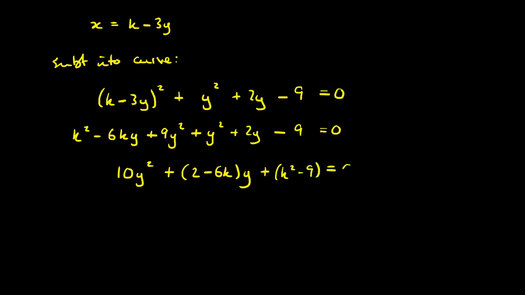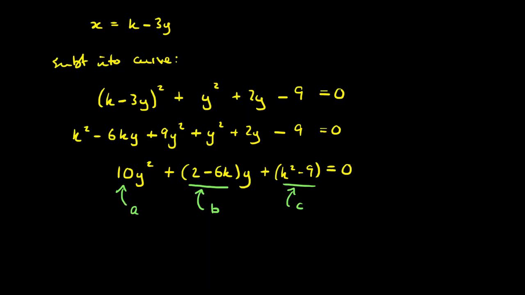So hopefully what you can see here is we've got a quadratic. We've got a y squared, a y term, and a constant term. And just to clarify this for you, this thing here in our quadratic is a, right? So a is equal to 10. This thing here, that's our b. So b is 2 minus 6k. And this thing here is our c, right? So that's a, b, and c.